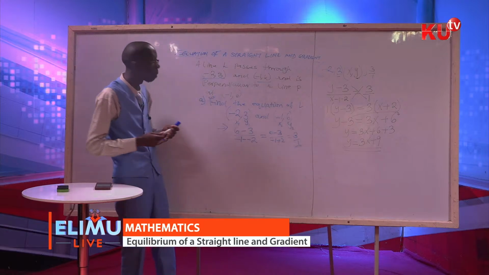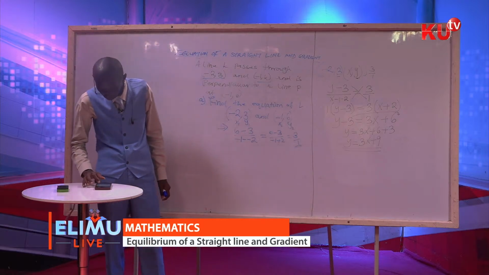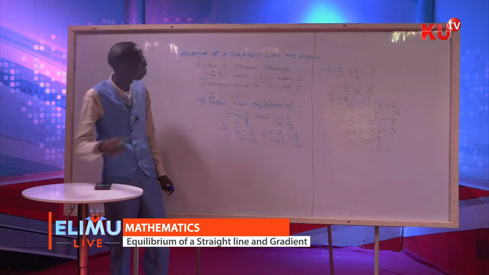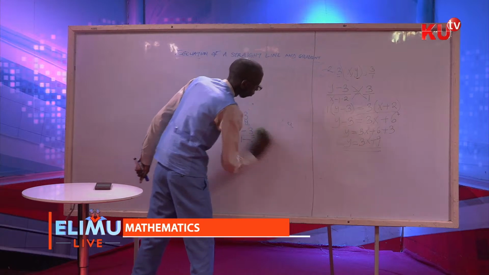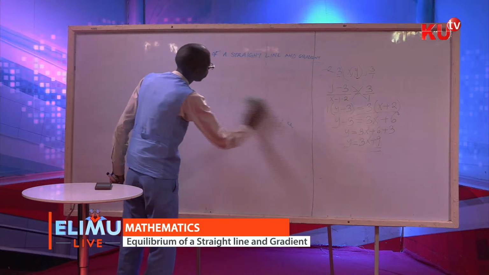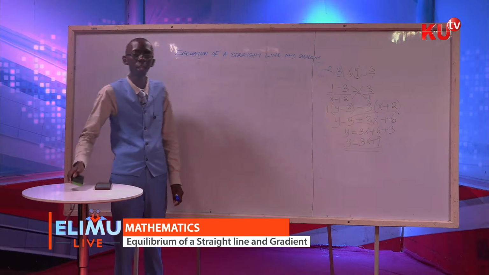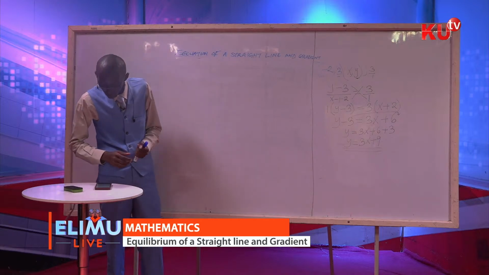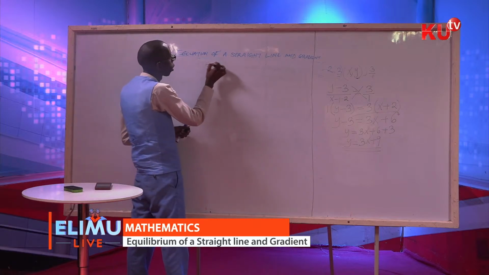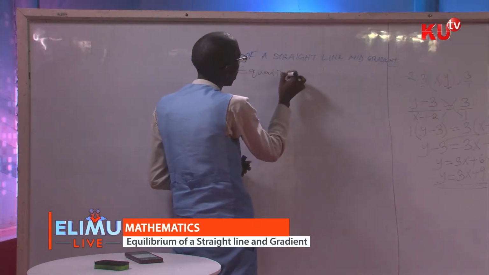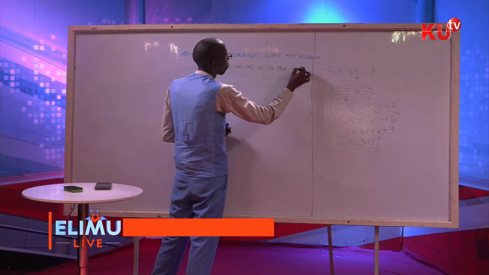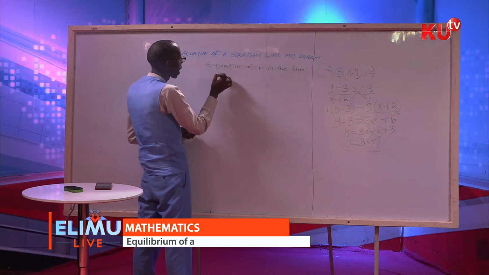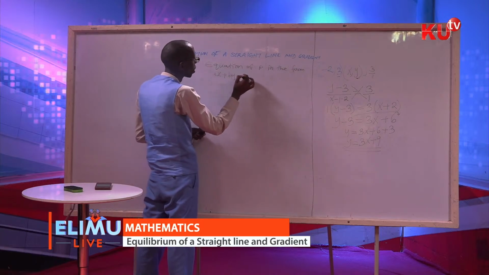Question number B of the same question. Find the equation of P. Remember that we said P is perpendicular to L. Find the equation of P in the form ax plus by is equal to c.